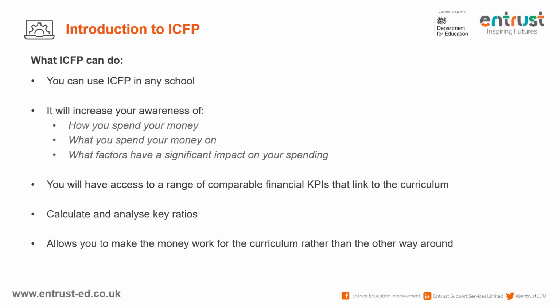When an ICFP exercise is carried out, the school receives a set of key financial and curriculum metrics. Analysing these results can highlight where schools can create savings to invest elsewhere, which will make the greatest difference to those pupils at school. We will be looking at some of these specific metrics and analysing them later on in the session.